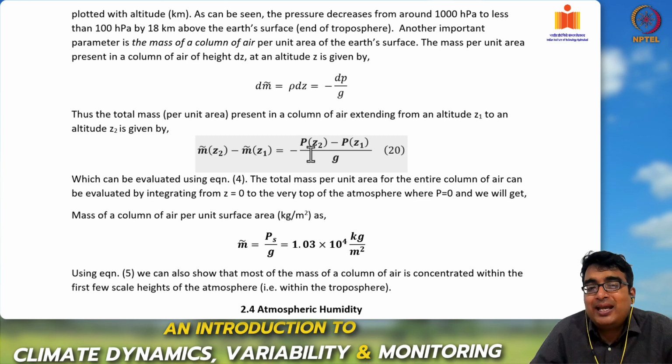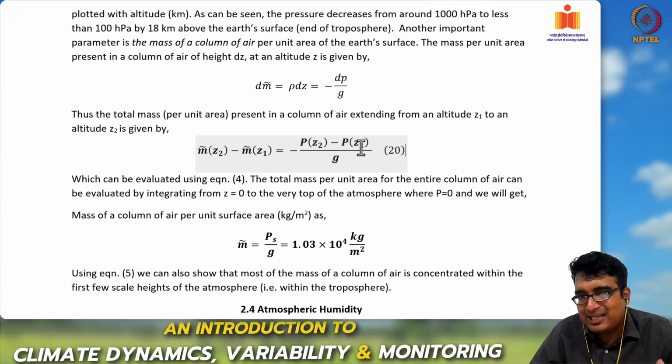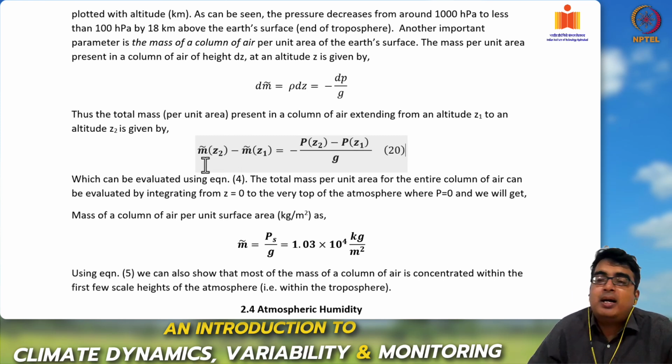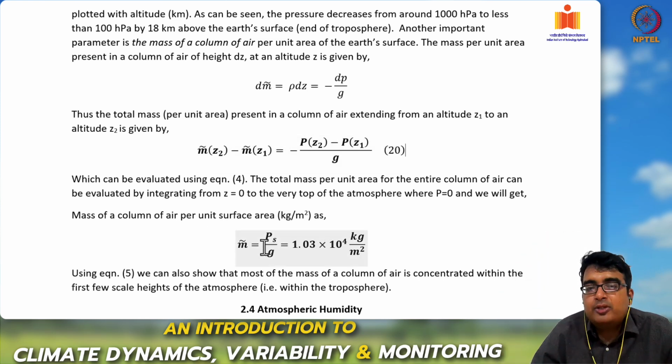So now we can extend this from the sea level. So z1 is sea level altitude, which is 0. Okay, so P at 0, and the top of the atmosphere where pressure is 0 because it's the vacuum of space. So at the top of the atmosphere the pressure is 0, at the bottom of the atmosphere the pressure is Ps. So this becomes 0 minus Ps, and this becomes the total mass of a column of air from the sea level to the top of the atmosphere, just m hat. Okay. So this just becomes Ps by g, which is 1.03 times 10 to the power 4 kg per meter square. Okay.